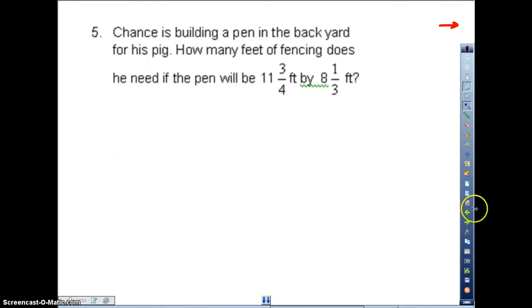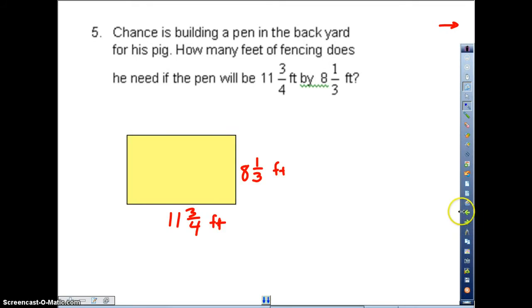Number 5, Chance is building a pen in the backyard for his pig. How many feet of fencing does he need if his pen's going to be 11 3/4 feet by 8 1/3 feet? Well, what's the shape of the pen? Yep, it's going to be a rectangle. It's 11 3/4 this way, 8 1/3 this way.